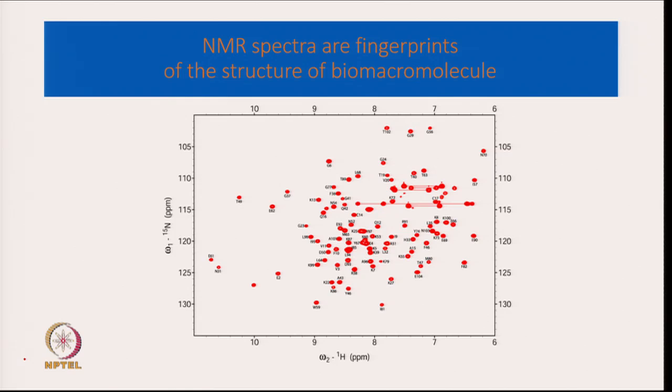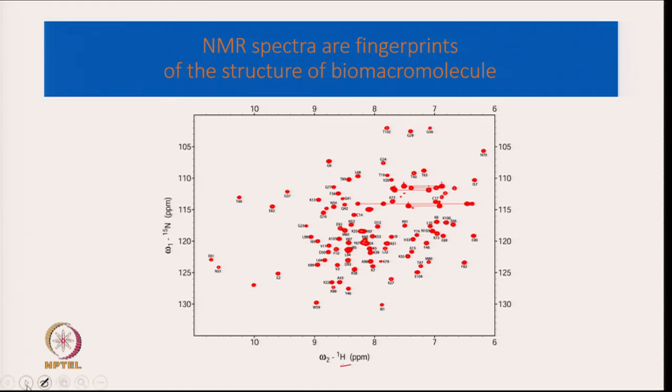Here we show you the HSQC where 15N has been correlated with proton for a protein, and you can see that there are several peaks, and that basically corresponds to the amide nitrogen and proton correlation. So, the first thing is how to assign it.